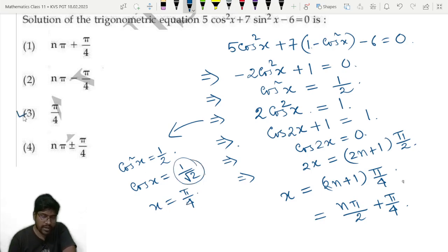So we can tick this option, option 3. Otherwise this option is the general solution, n pi by 2 plus pi by 4, but no option is like this. So we have to tick on 3.